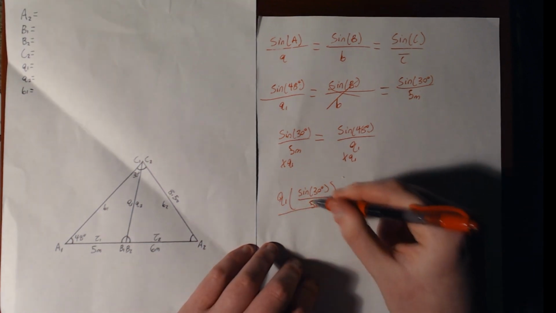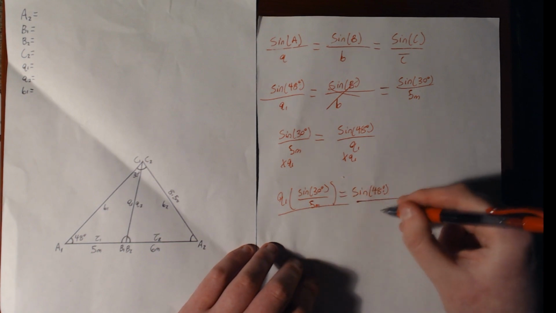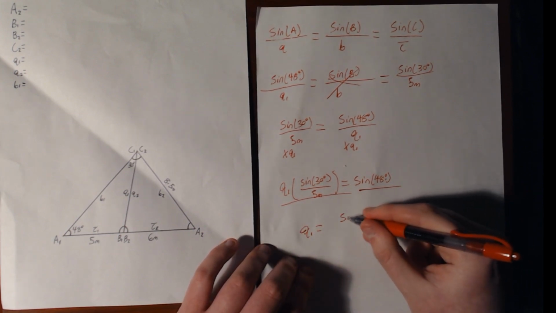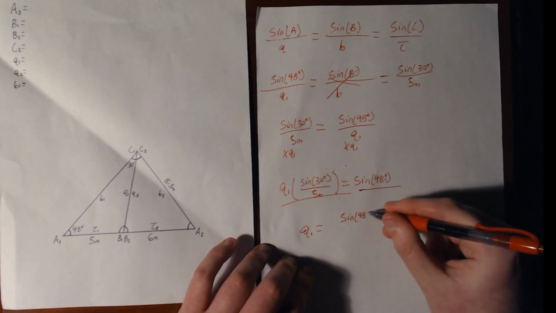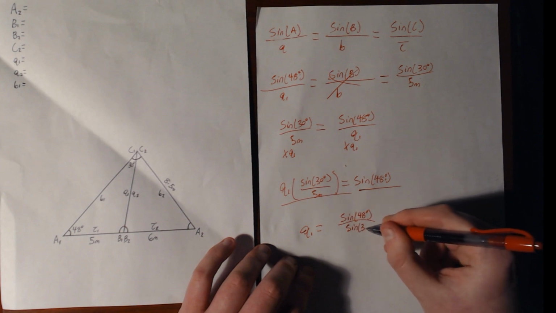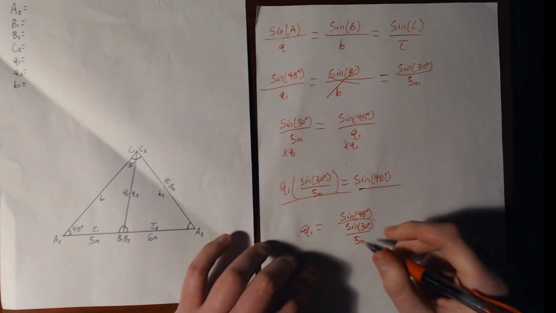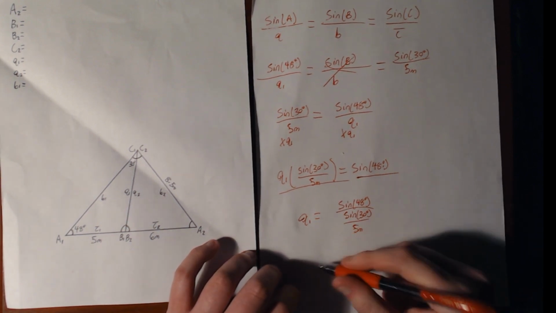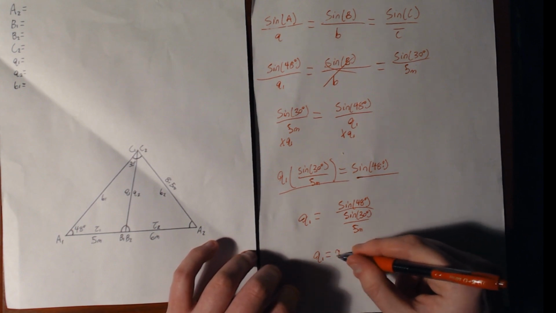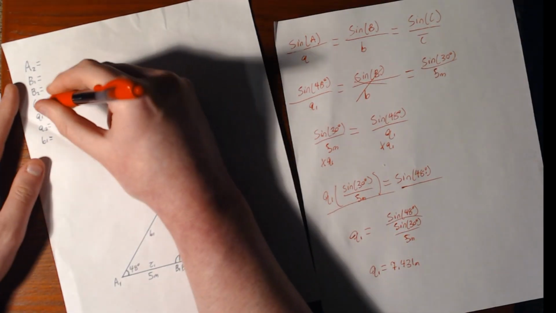And now once we do that, we can divide this side by sine 30 degrees over 5 meters, and then do the same exact thing for this side, so that we get a sub 1 equals sine 48 degrees over sine 30 degrees over 5 meters. And once you plug this into your calculator, you're going to get around 7.5 meters. I get 7.431 meters. So that's what we're going to go ahead and plug in for our side 1.